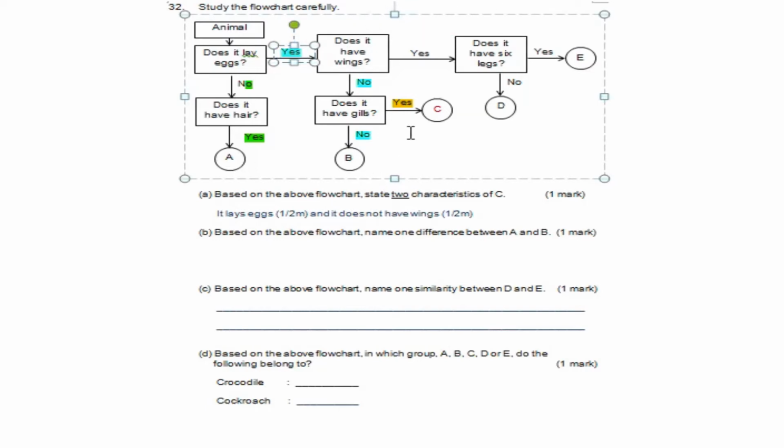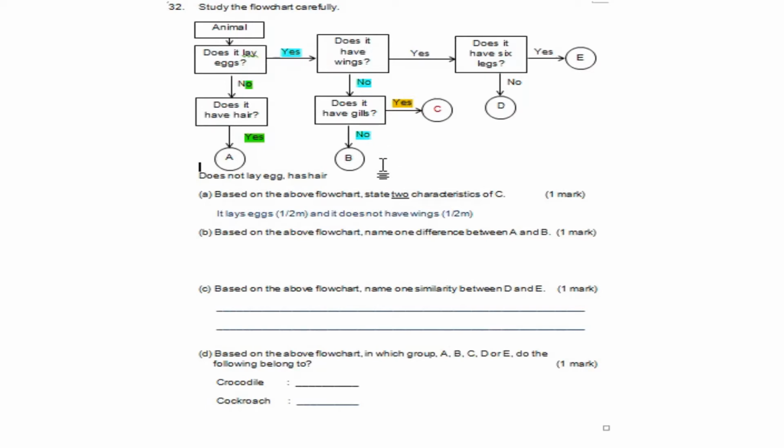So now let's take a look here. We know that the ones in blue are B. If I were you, and if I have some time, I would just scribble beside A: it does not lay eggs. And does it have hair? Does it have hair here? Yes. So it has hair.